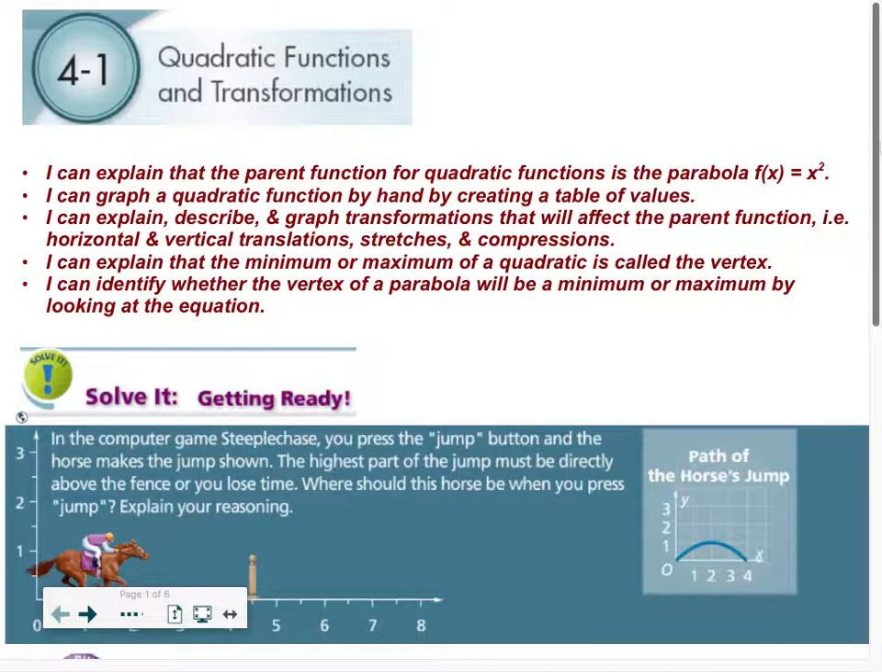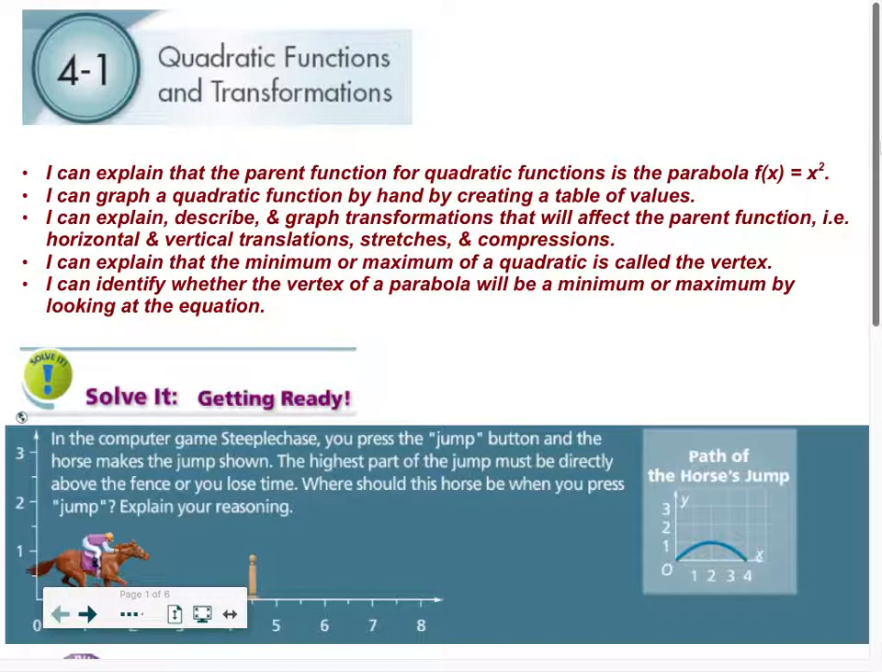Alright, starting 4-1, quadratic functions, transformations, aka parabolas. Ben, start off for us reading the icons. I can explain the parent function for quadratic functions is the parabola f(x) = x squared.